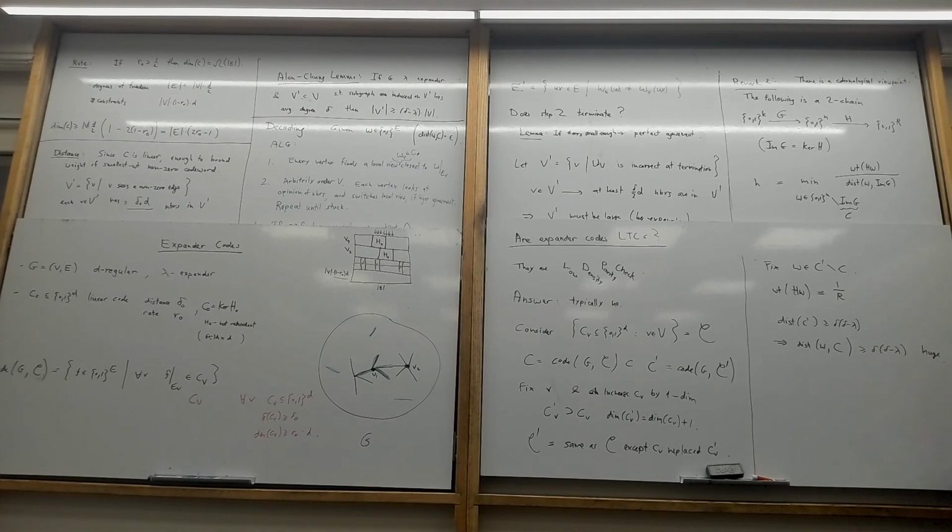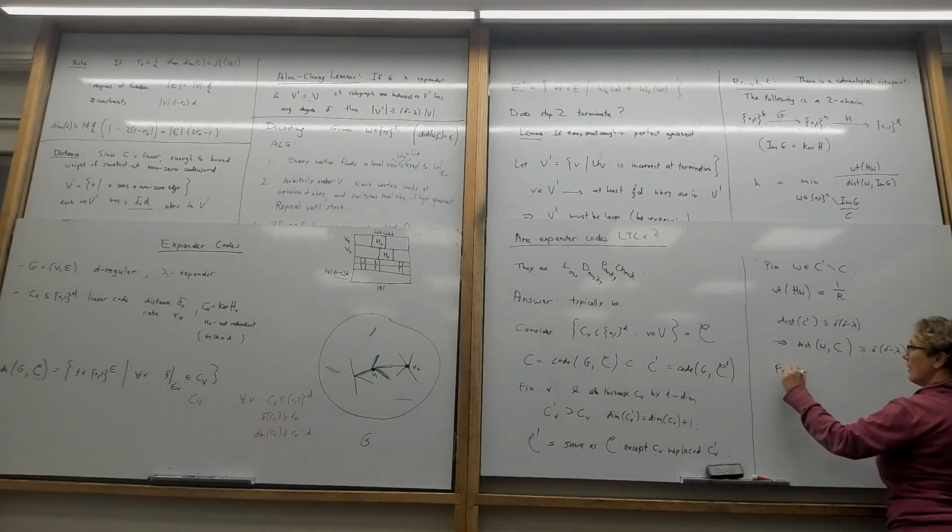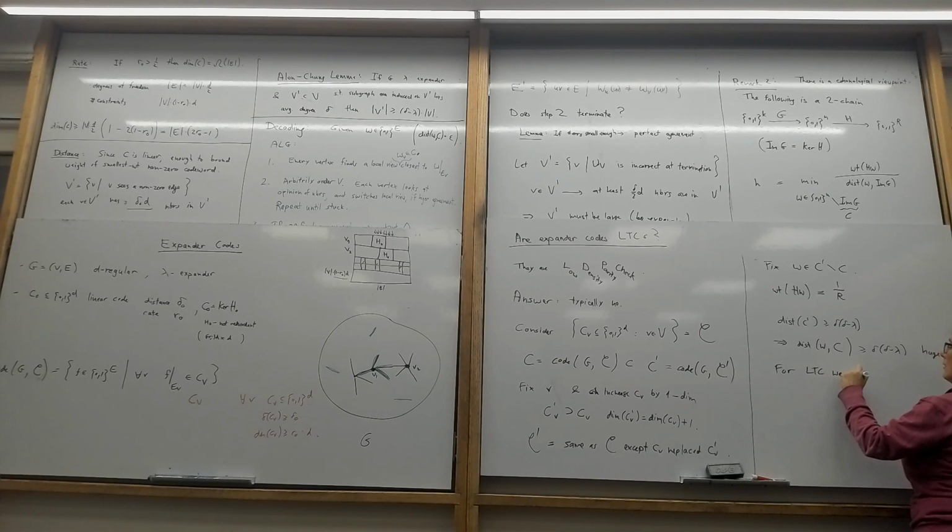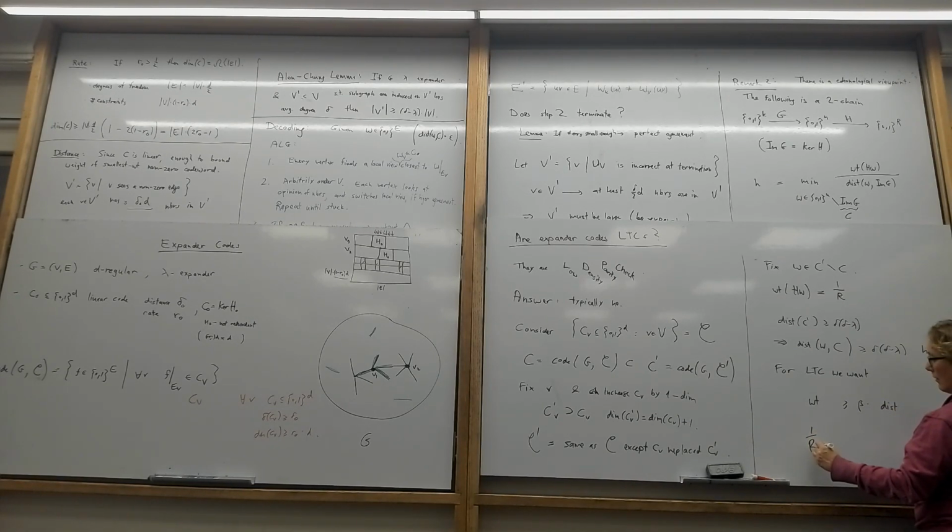The distance we want, for LTC, we want that the weight is bigger than beta times the distance. Our weight is 1 over R. Our distance is some delta minus lambda. So the beta we need is something like 1 over R times delta minus lambda. It shows that this gives you an upper bound, a very, very tiny number, on the possible beta you can get.